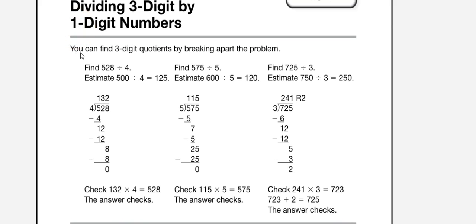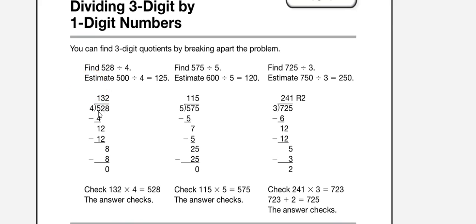We'll look down here, okay? So we are going to do 528 divided by 4 on the first one. And they like to estimate. So 500 divided by 4 is 125. So let's go through and do the problem now.